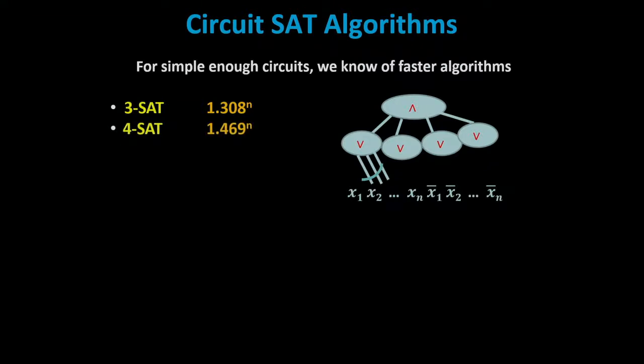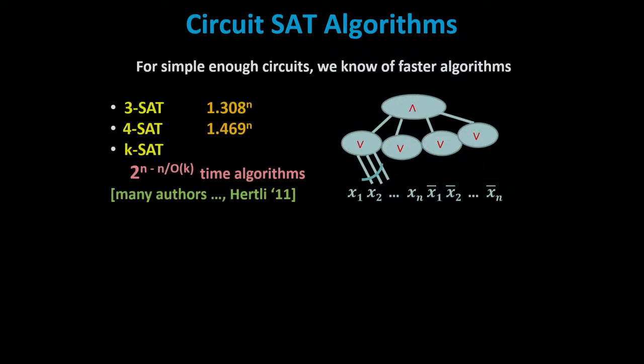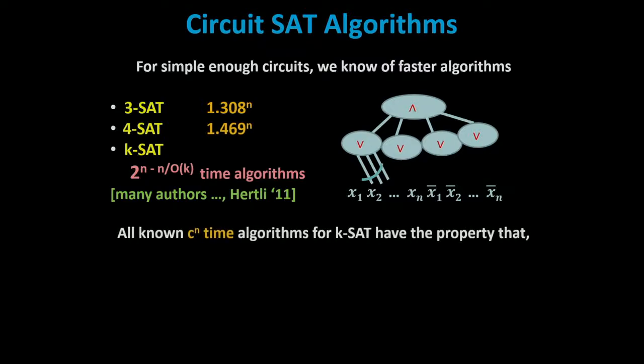Okay, for 4-SAT, you can't get 1.3 to the n, as far as we know, but you can get something slightly faster. And for K-SAT, as Mohan showed, you can get algorithms that run about 2 to the n minus n over order k. Okay? So this is by many, many, many authors, and the 3-SAT is from Hurley recently.